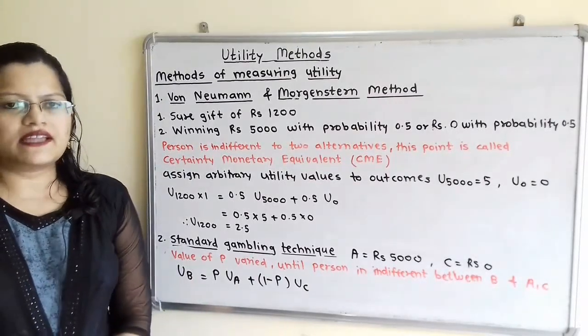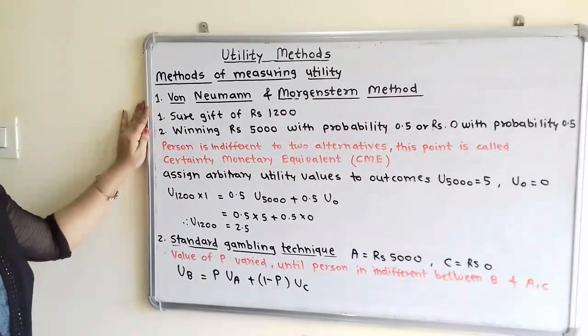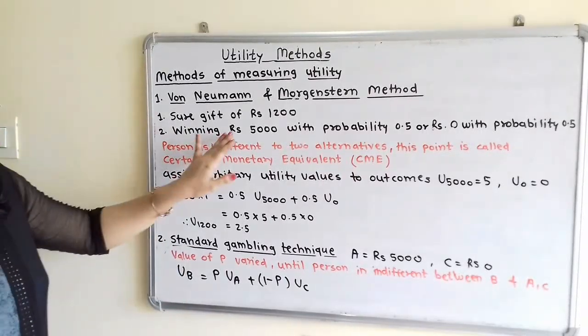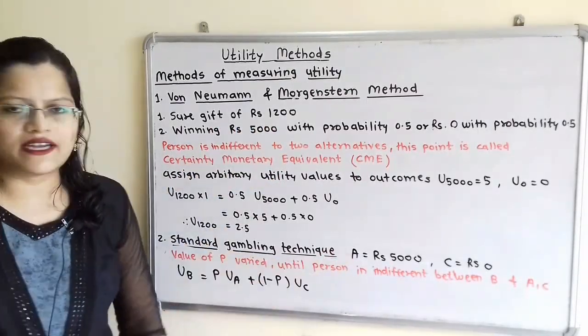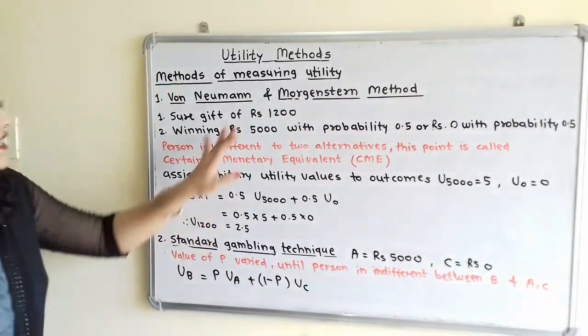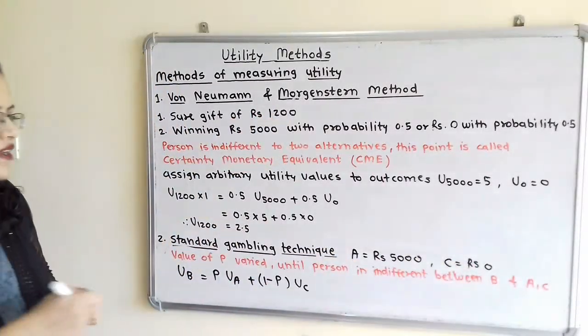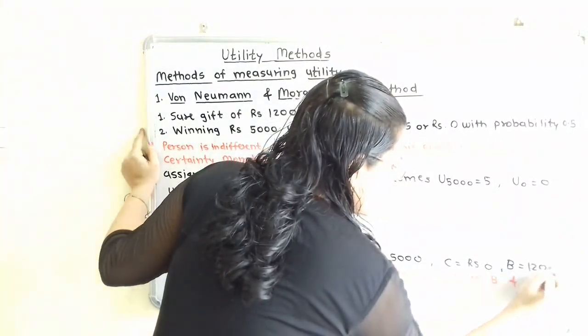Now we will assign some letters to these alternatives. First we will take rupees 5000, and we will assign it the letter A. Then rupees 0 we will assign the letter C, and for rupees 1200 we will assign the letter B. So B is equal to 1200.